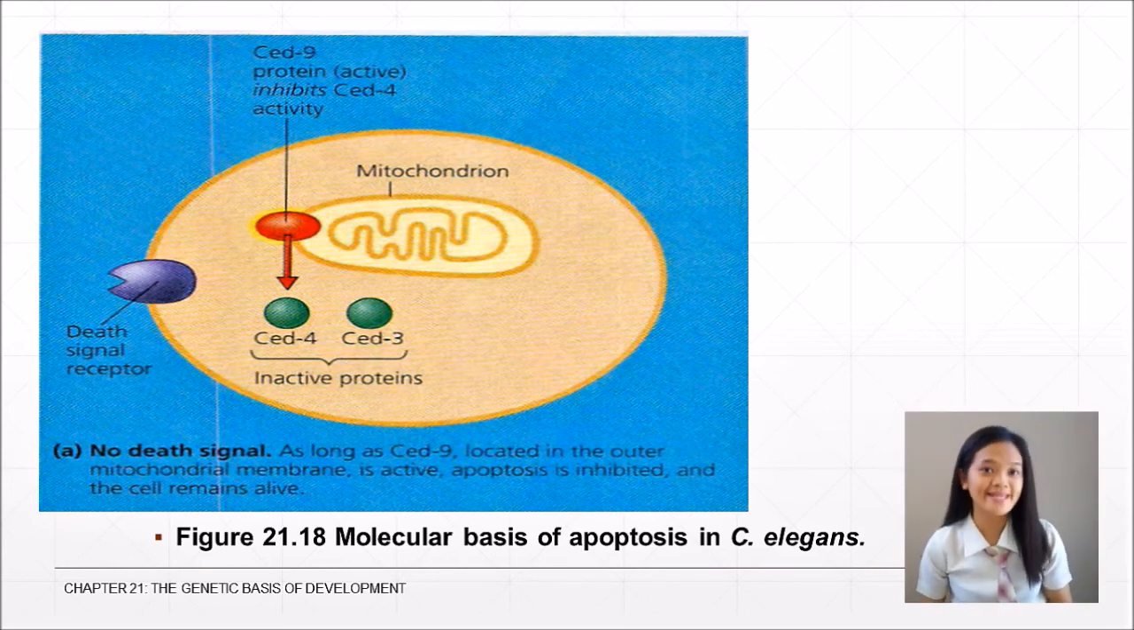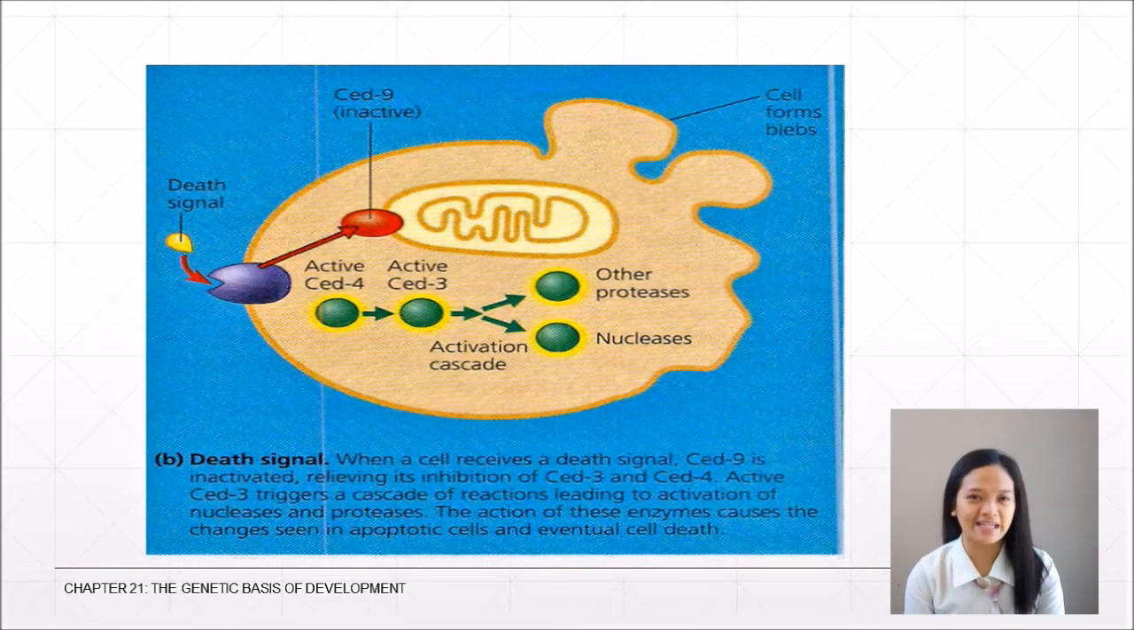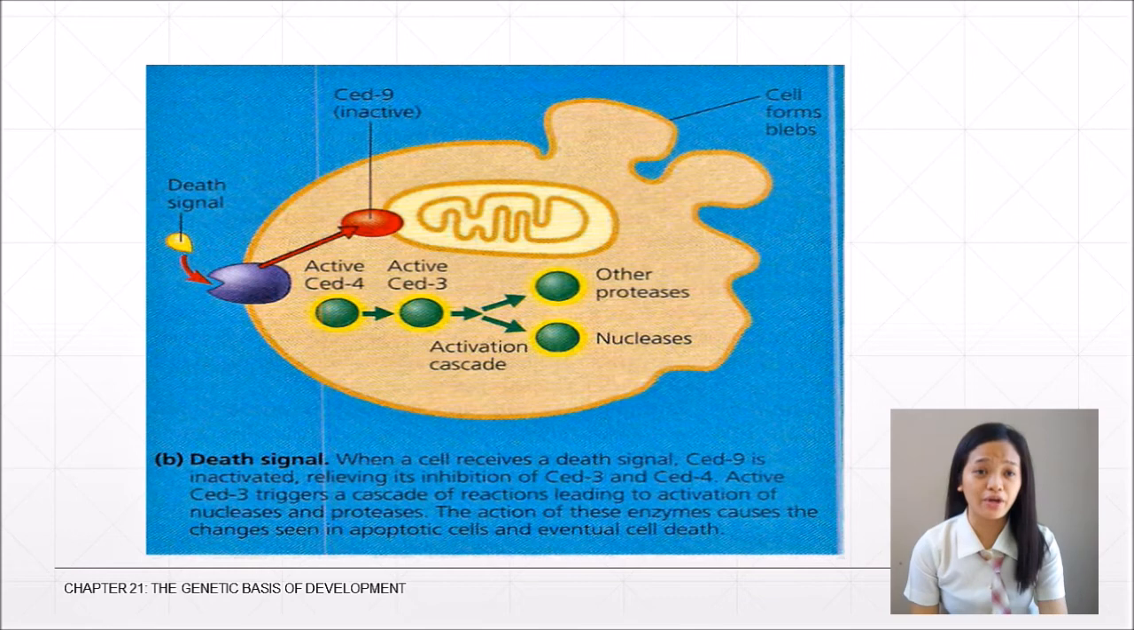Three proteins, SED3, SED4, and SED9, are critical to apoptosis and its regulation in the nematode. SED9 serves as a master regulator of apoptosis, and it acts as a brake in the absence of a signal promoting apoptosis. So, as long as SED9 is active, the cell remains alive.